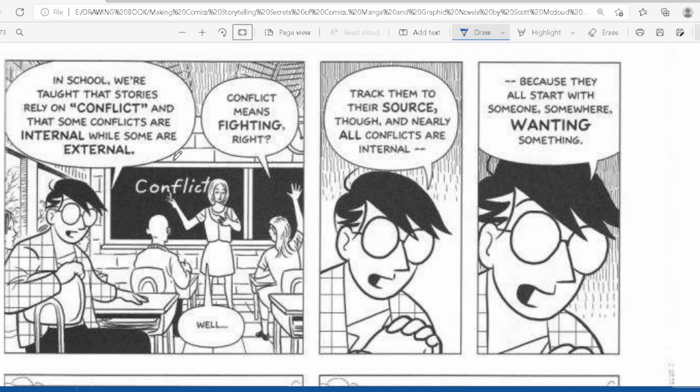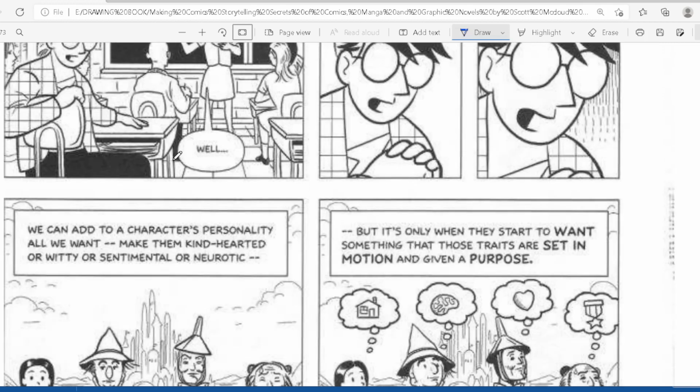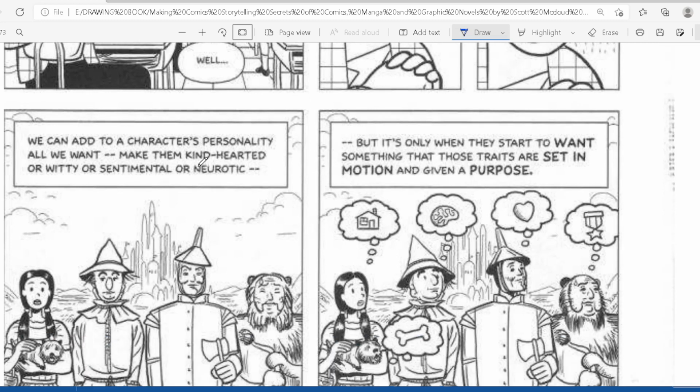Yeah, I think it is right. Wherever there are lots of stories, and some of the stories I have read in my life, there was a conflict, and using that they made the story. Well, okay. We can add to a character's personality all we want.